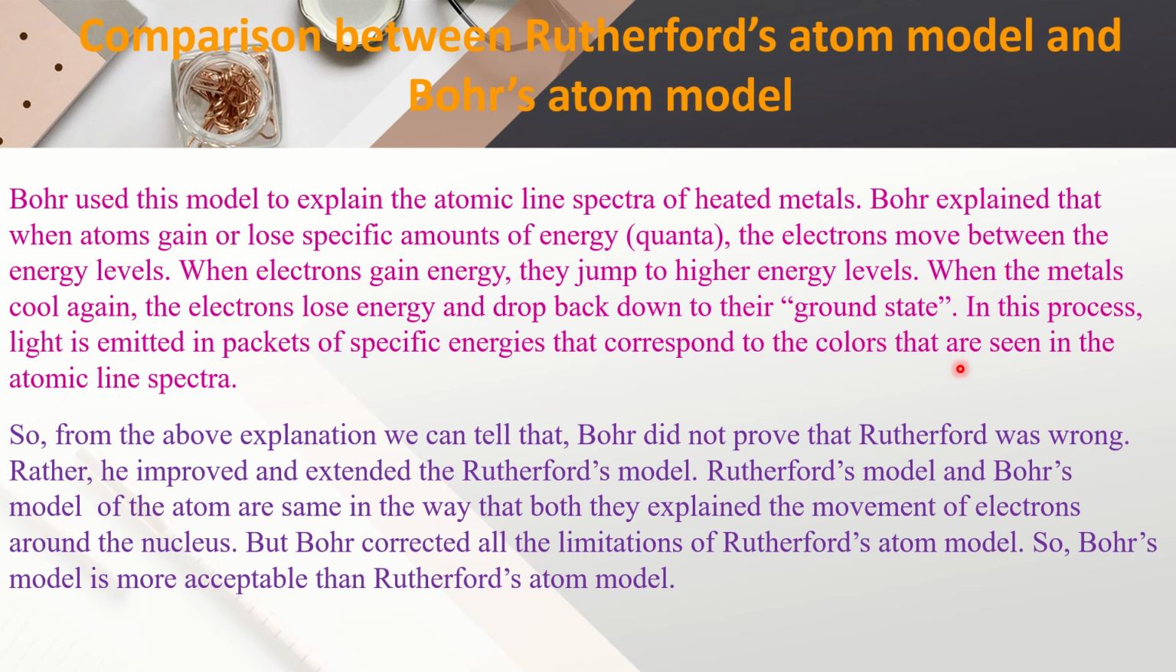So, from the above explanation, we can tell that Bohr did not prove that Rutherford was wrong. Rather, he improved and extended Rutherford's model. Rutherford's model and Bohr's model of the atom are the same in that both explained the movement of electrons around the nucleus. But Bohr corrected all the limitations of Rutherford's atomic model. So from there, we can tell that Bohr's model is more acceptable than Rutherford's atomic model.